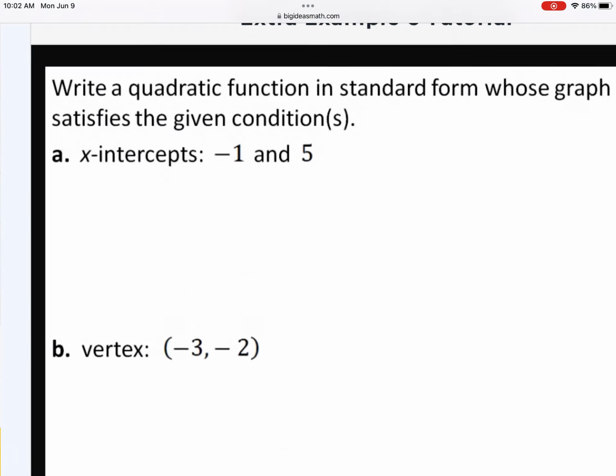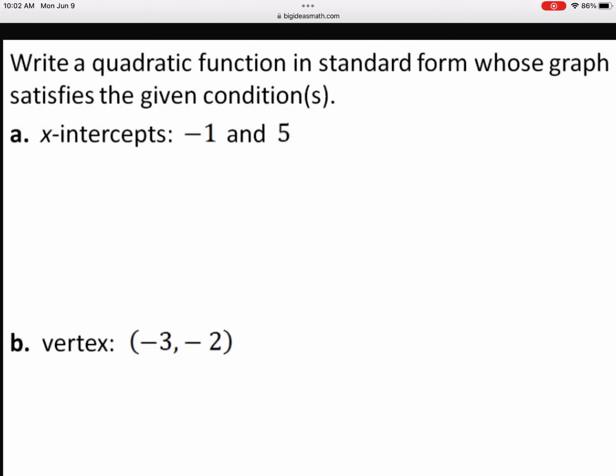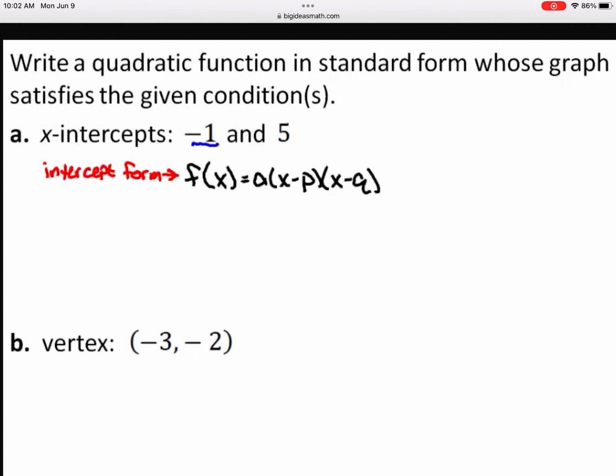Write a quadratic function in standard form whose graph satisfies the given condition or conditions. Part A. X-intercepts -1 and 5. Because you know the x-intercepts, use intercept form to write a function. Intercept form is f of x equals a times the quantity x minus p times the quantity x minus q. You are told that the x-intercepts are -1 and 5, so substitute -1 for p and 5 for q.